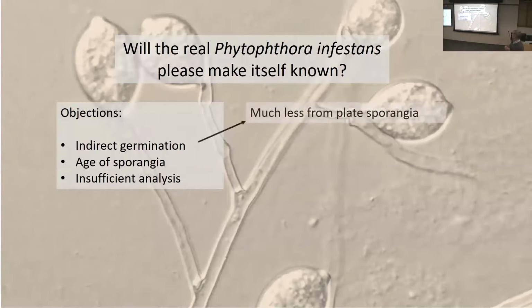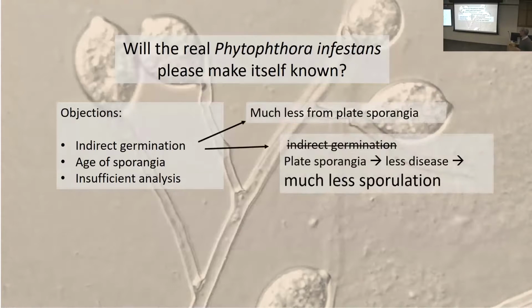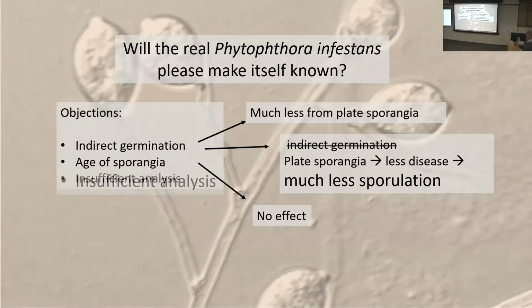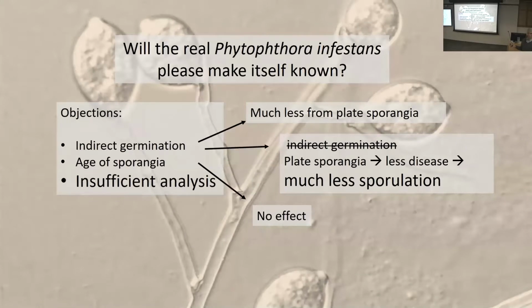Okay, so what we found is indirect germination, there's much less from plate sporangia. If we prevent indirect germination, we get much less sporulation as well as less disease. There is no effect of the sporangia age. And so our next task was to look at the gene expression analysis that we hadn't done.